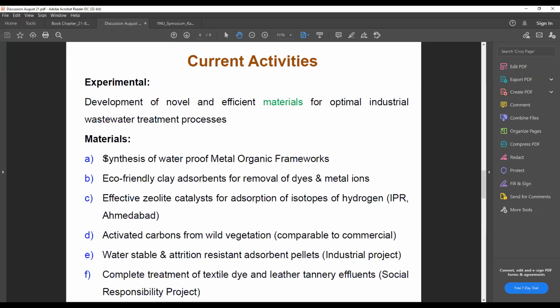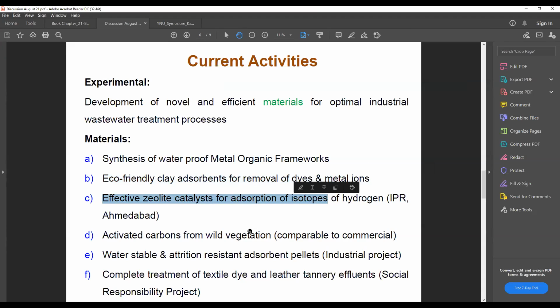We are synthesizing waterproof metal organic frameworks for treating metal ions and mixtures of metal ions. We are also working on eco-friendly clay adsorbents for removal of dyes and metal ions. I am collaborating with the Institute of Plasma Research, where we do the development of zeolite catalysts for adsorbing the isotopes of hydrogen.